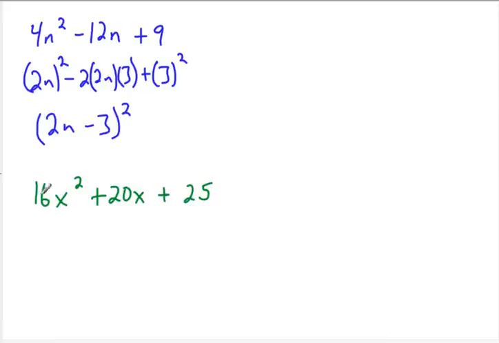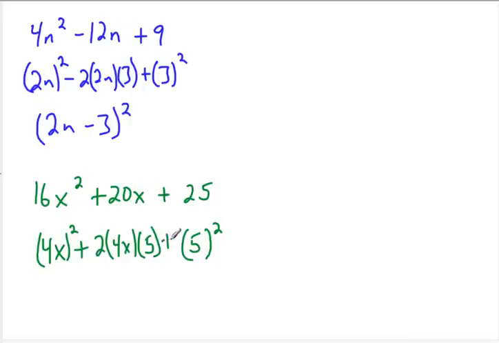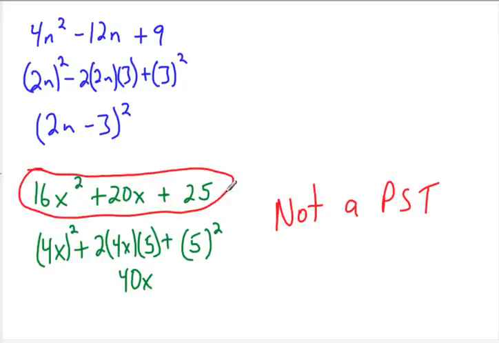All right, last example here. Is this a squared term? Yes, it is. 4x squared. 25 is a squared term. And we need to find out, is this 2 times 4x times 5? Well, 5 times 4x is 20x times 2 is 40x. So this is not a PST. So we cannot use perfect square trinomial factoring to factor this. We'll have to go the long route, which is factoring with the A, which was back, I think, last video.